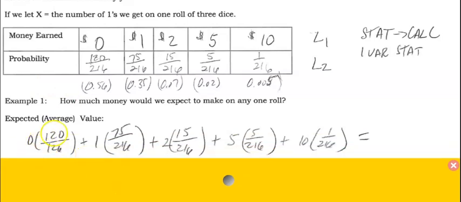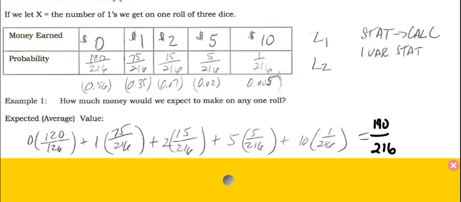So multiply 0 times the 120 out of 216 plus 1 times 75 over 216, and so forth. So pause the video, get that done, and then we shall reconvene. Hit play whenever you're ready to start back. You should have gotten 140 over 216.